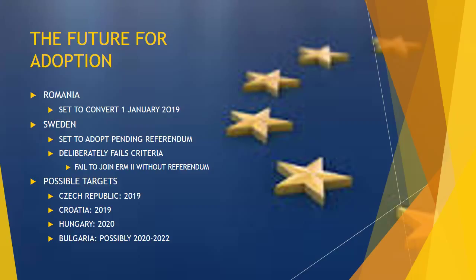Sweden, just a little bit more. There is a pending referendum coming up, but Sweden deliberately fails the criteria because they require a referendum to join ERM2 instead of just joining ERM2, which would be like an automatic fast track, kind of like what you see with the TPP here in the US with the Pacific Trade Agreement. Sweden requiring the referendum is just a roadblock to deliberately fail the criteria, so that the EU basically just has to go, okay, we'll live with it.